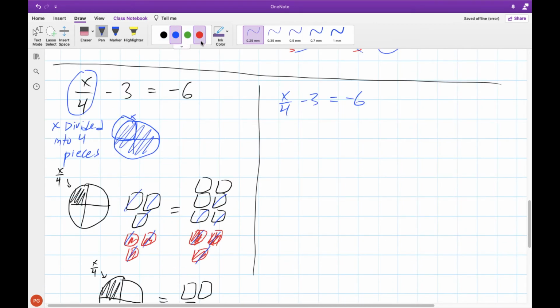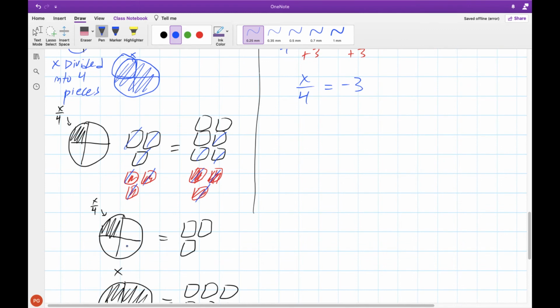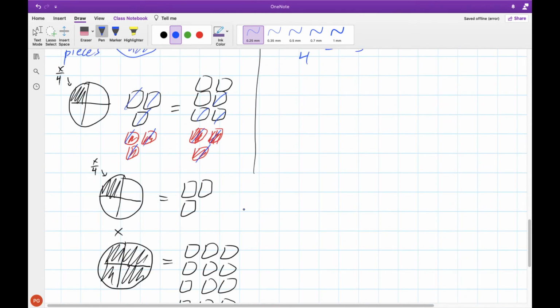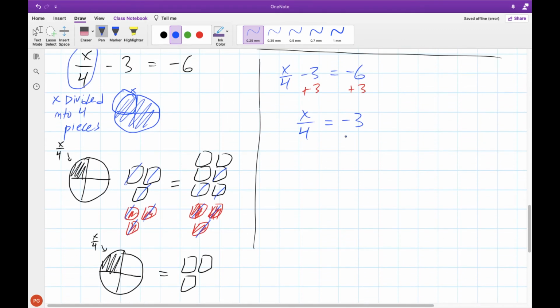We can do the same thing without tiles. Again, our first step is the same. We're adding 3 to both sides. And at this point, we need to think about when we went from x over 4 to x, what we did was multiply by 4. And that's what we're going to do on both sides here. We're going to multiply by 4 on our right-hand side and multiply by 4 on our left-hand side.